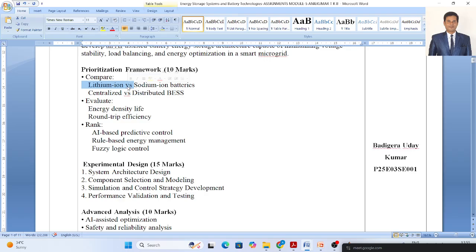Okay, so based on those different scenarios, you have to analyze and make the comparison with the different battery conditions. What evaluations do you have to make? See the life of the batteries.